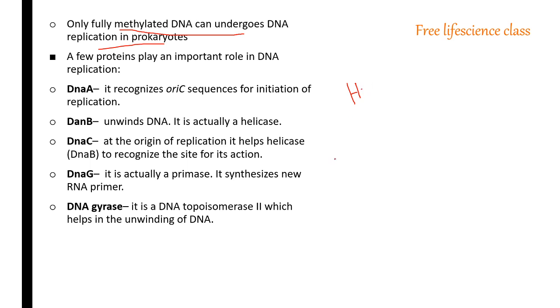If DNA is hemimethylated, or we can say semi-methylated. For example, this is the parent strand and it consists of a GATC sequence. In both strands there will be a GATC sequence, and in both the adenine is methylated. Then only we can say that it is fully methylated DNA. Otherwise, if it is in one strand only, we call it hemimethylated DNA. Hemimethylated DNA cannot undergo replication.